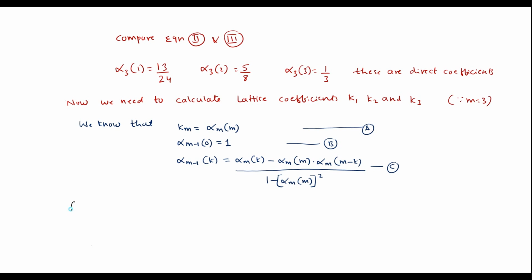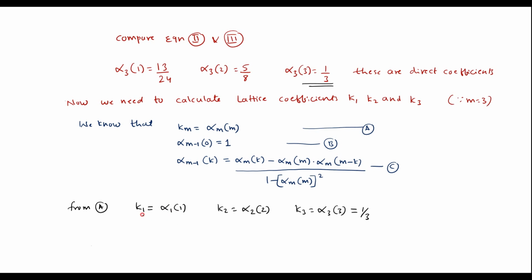From A I can write, if I take m equal to 1, K1 is equal to alpha 1 of 1. Similarly, if I take m equal to 2, K2 will be equal to alpha 2 of 2. And if I take m equal to 3, K3 will be equal to alpha 3 of 3. Here we can see that the alpha 3 of 3 value is already obtained, that is 1/3. So already we found K3. Now the task is to calculate K1 and K2.